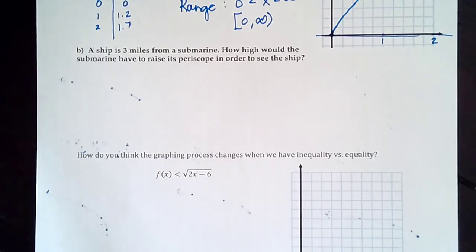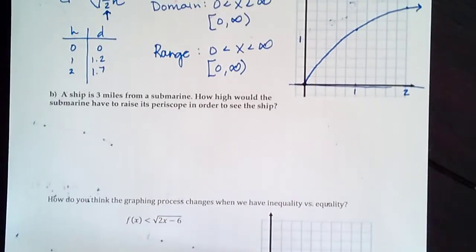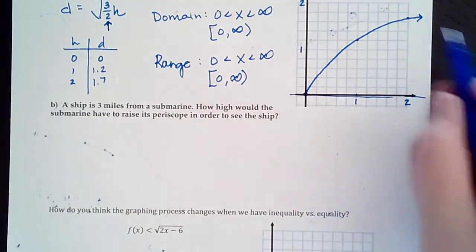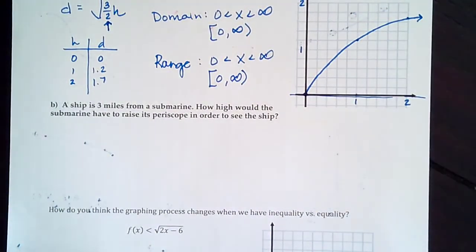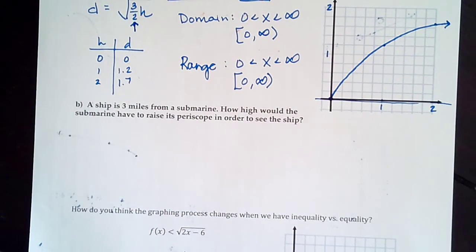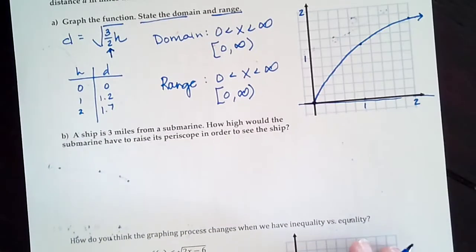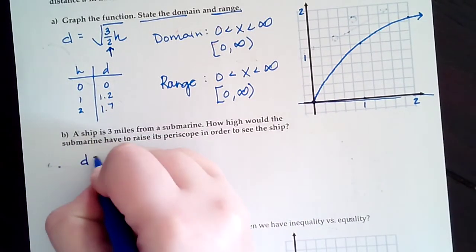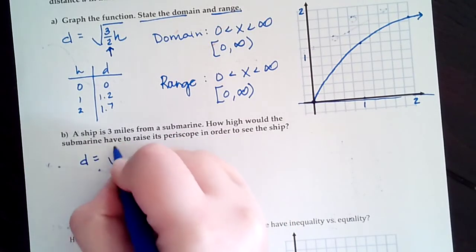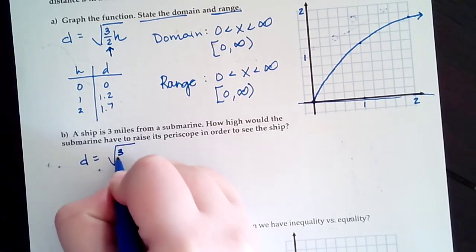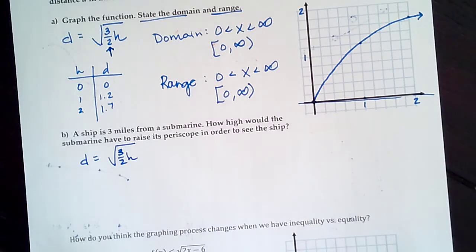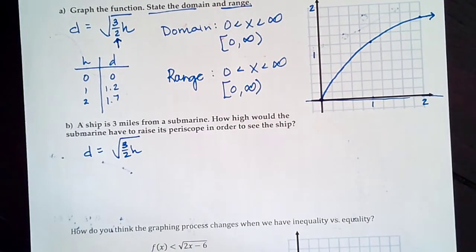All right, let's keep going. A ship is 3 miles from a submarine. How inconvenient. That does not appear to be on either of my axes here. It says, how high would the submarine have to raise its periscope in order to see the ship? Well, this is kind of tricky, but I do know I'm still going to need this function. I'm still going to need d equals the square root of 3/2 h.